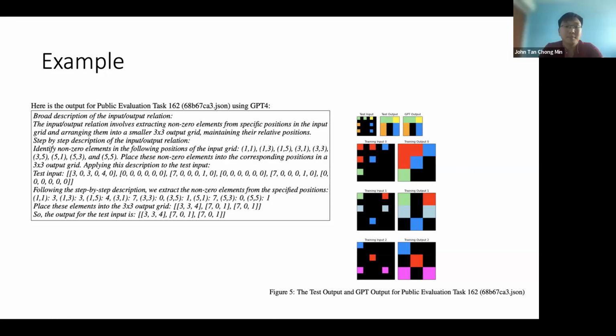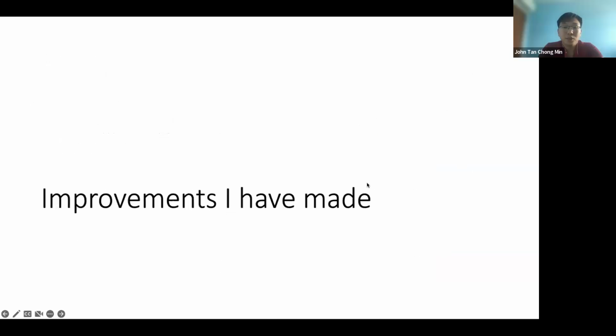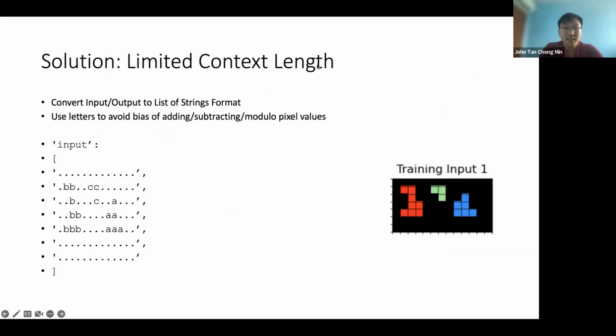Yeah. So I'm going to talk about what improvements I've done, because this will be the focus of today. What you have seen earlier is just some thought process of what I tried to do initially and how it has failed. And then these are the improvements. First, context length. I tried to bypass the context length a bit, so I can do larger grids now, like 13 to 14 width and height, by just converting it to a list of strings format.